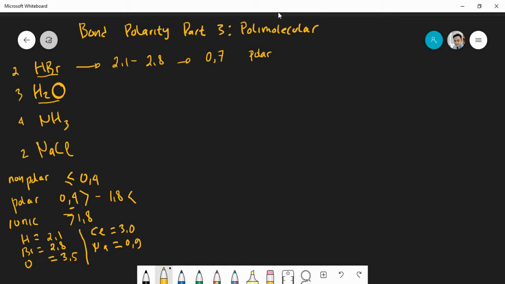And then NaCl, the Na is 0.9 and the Cl is 3.0, so the difference will be 2.1. Take a look at this one, it's going to be ionic. So it confirmed our last theory that this is metal and this is non-metal. That's why it's going to be ionic.